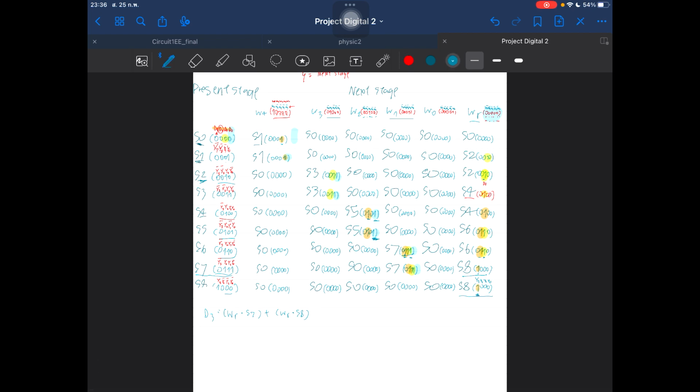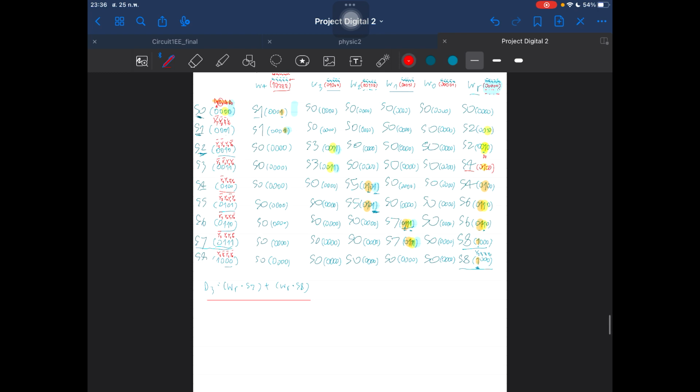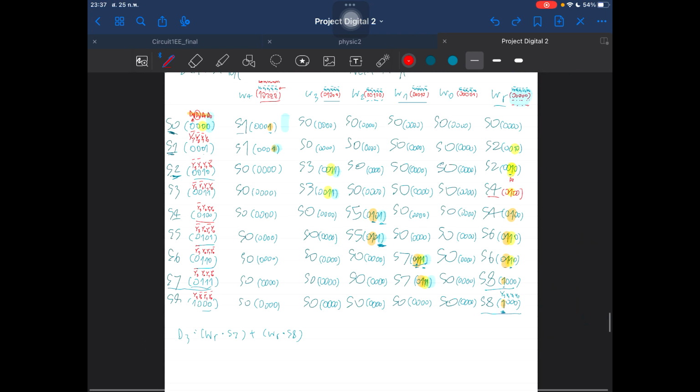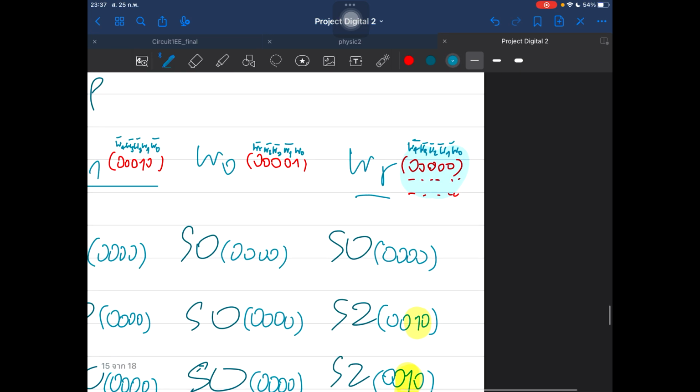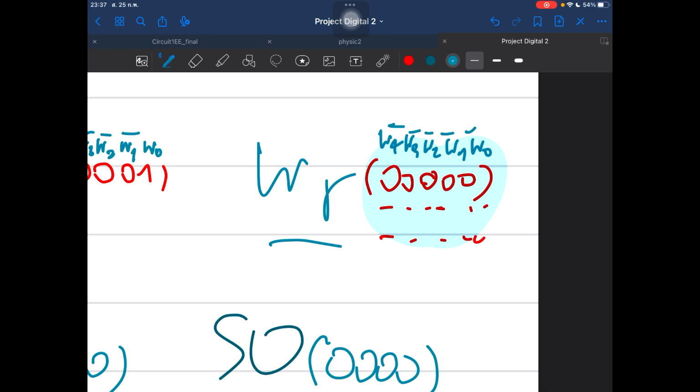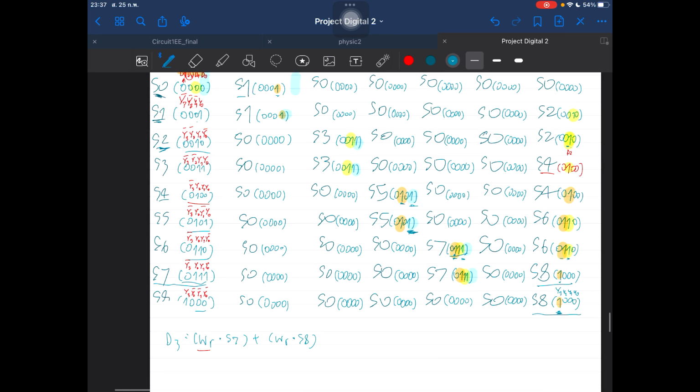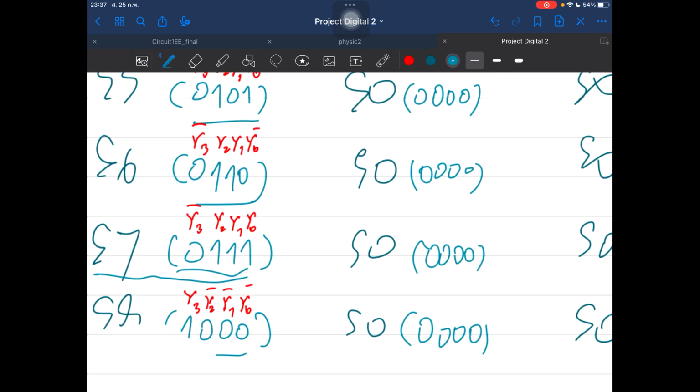Then first, from the equations we got, we will write the input names inside of them. First, WR name is W4 that, W3 that, W2 that, W1 that, and W0 that. Write the full name here. And the name of state 7 is here.